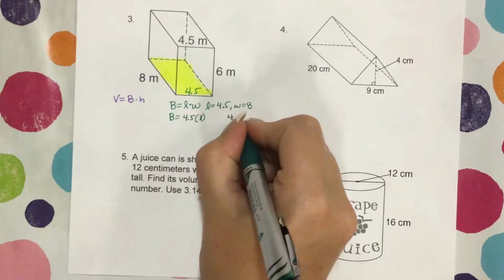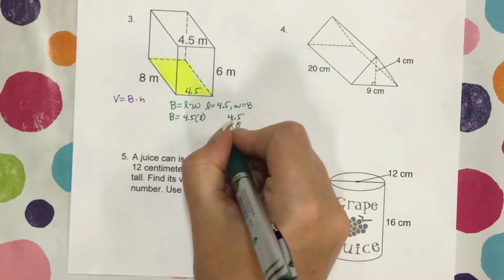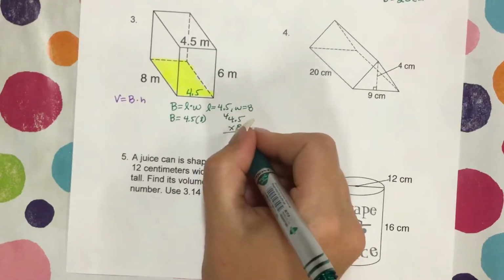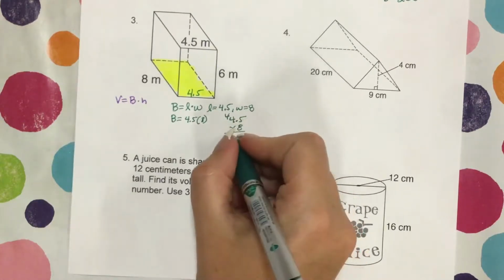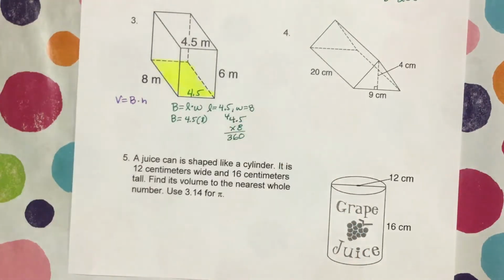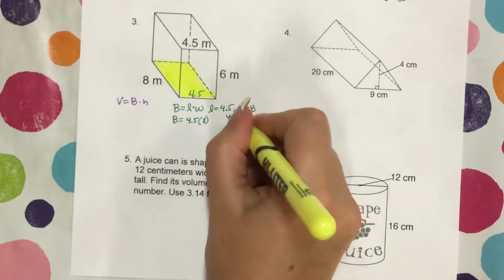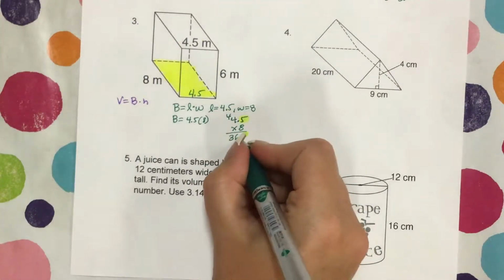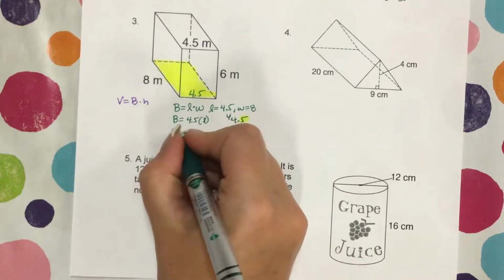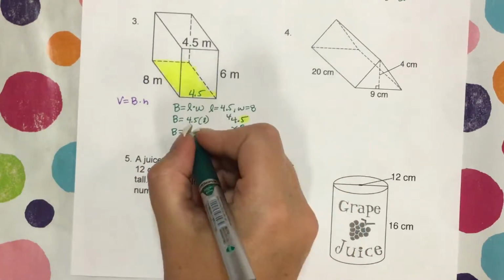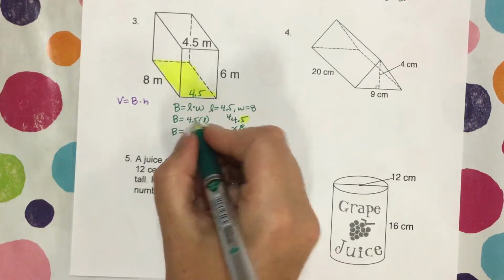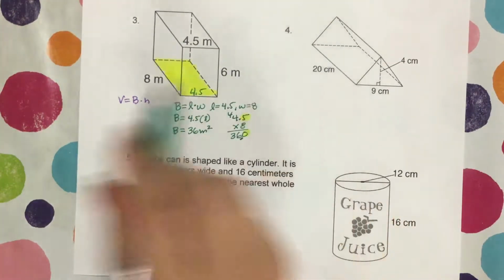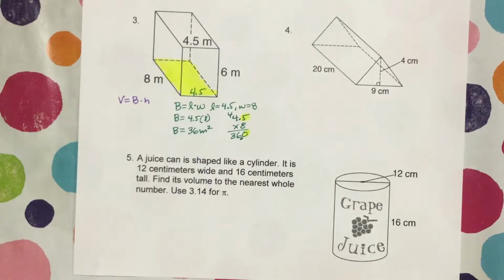So 4.5 times 8: 8 times 5 is 40, write the 0, carry the 4. 8 times 4 is 32, plus 4 would be 36. And then we have 1 decimal here, so that means we're going to have 1 in our answer. So our answer ends up being that the area of the base is 36 meters squared. Okay, so that's what the area of the base is.